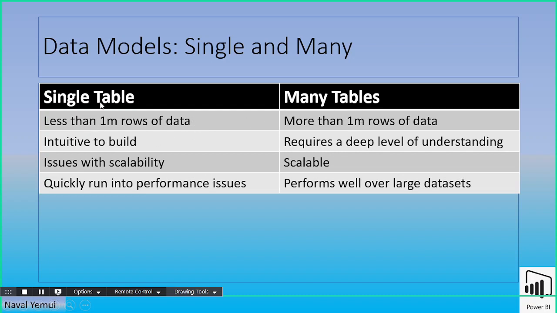It is simple to build a single table, but for developing many tables, we require a deep understanding of data modeling. And when it comes to scalability issues, like if your data is continuously streaming and updating, you cannot take a single table, then you have to come to many tables. You will definitely run into performance issues when working on a single table. Over a large data set, many tables perform well. So this is the difference, and we always recommend a star schema, just like the Power BI engine always recommends you to use a star schema data model rather than using a single table.